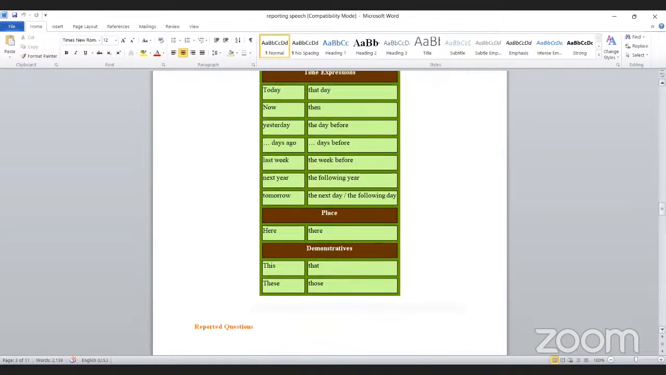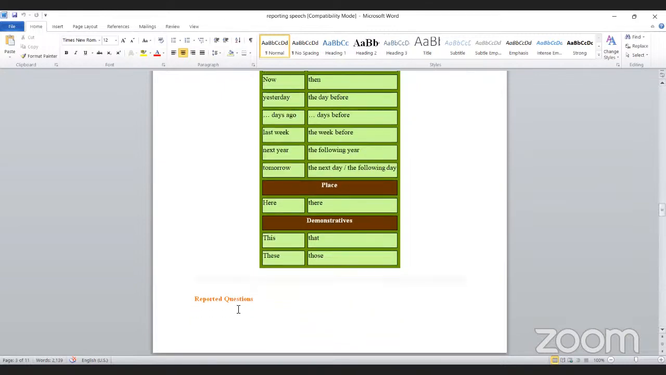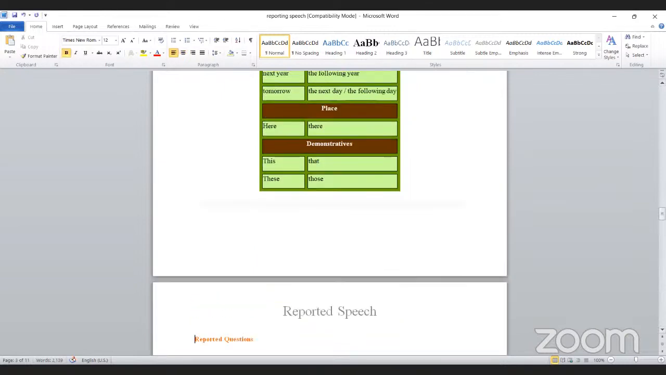And if you are using demonstratives, this should be turned into that. These are the basic factors which you need to remember when you are doing reported speech.